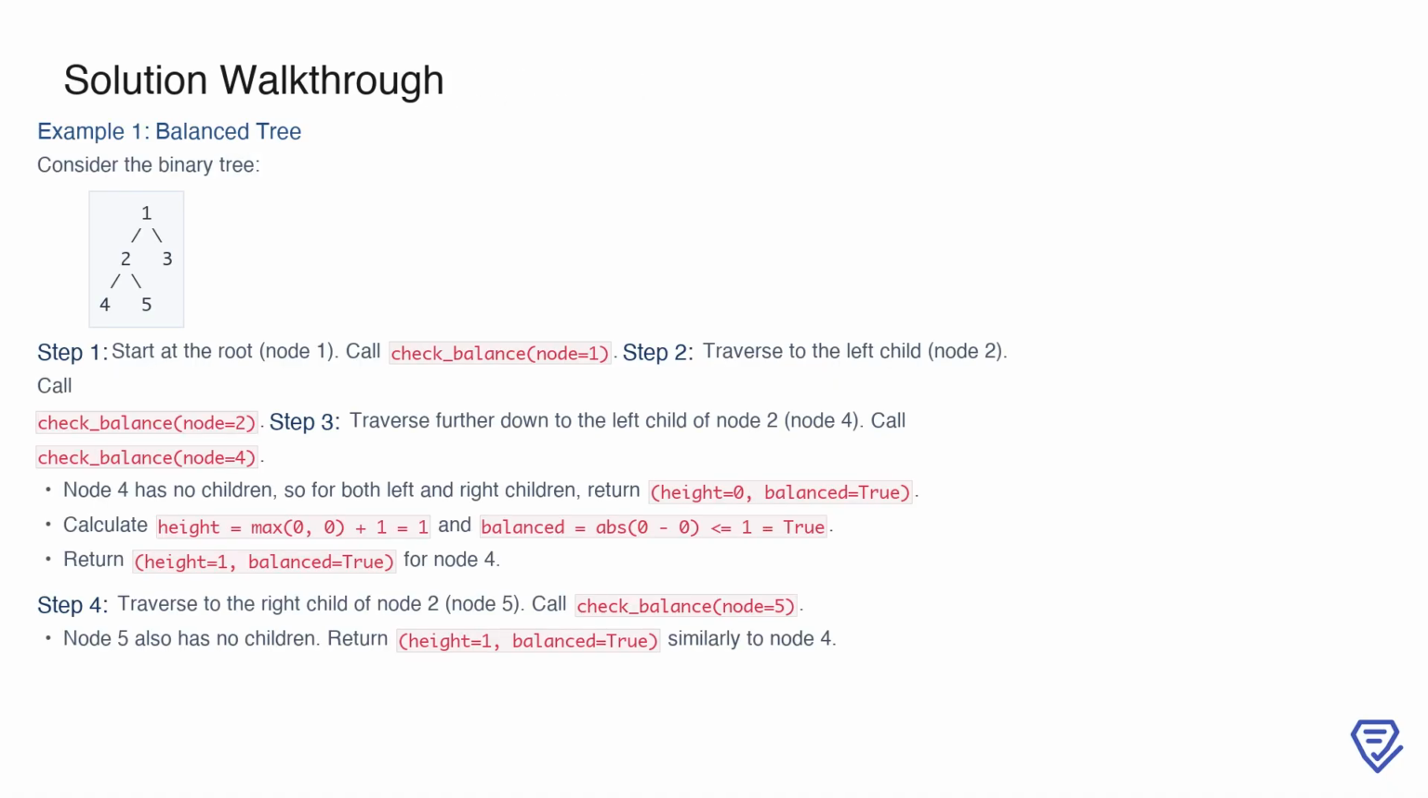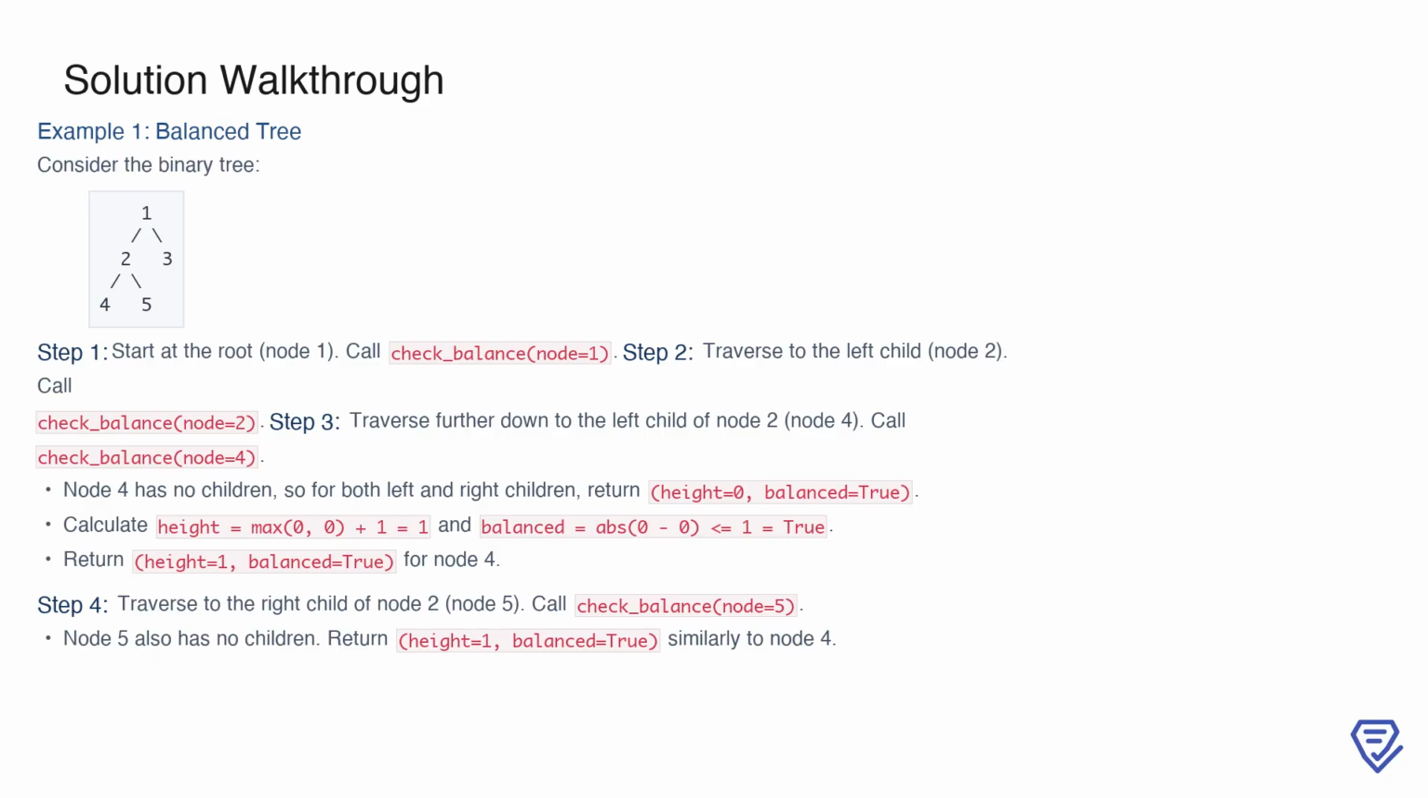Here, we are analyzing a balanced binary tree. We start at the root node, which is node 1, and call the check_balance function. From there, we traverse to the left child, node 2, and again call check_balance. Going further down, we move to the left child of node 2, which is node 4. Since node 4 is a leaf node with no children, the left and right subtree heights are both 0, and it is balanced. Using this, we calculate the height of node 4 as max(0, 0) + 1 = 1 and confirm that it remains balanced. We then return a height of 1 and a balanced status of true for node 4.